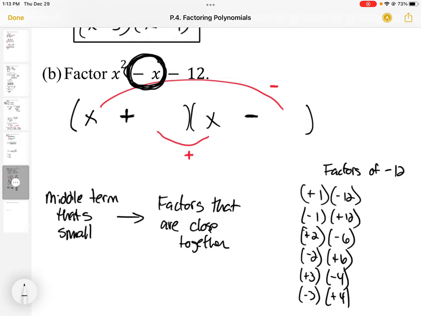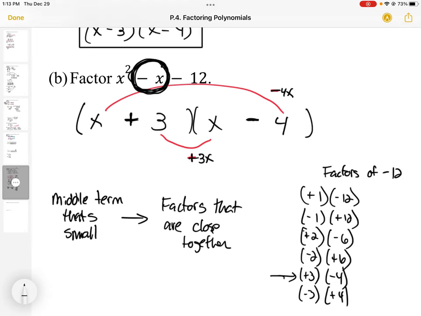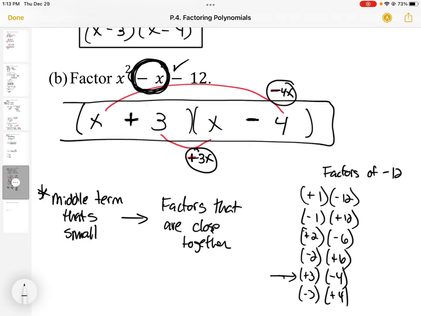So let's start with the first two factors that are close together, 3 and negative 4. So we check our outers. x times negative 4 is negative 4x. Positive 3 times x is positive 3x. Put those together, and we get negative x. Look at that. We get our answer right off the bat, checking our first pair of factors using my little tip right here. So our final answer here is x plus 3 times x minus 4.